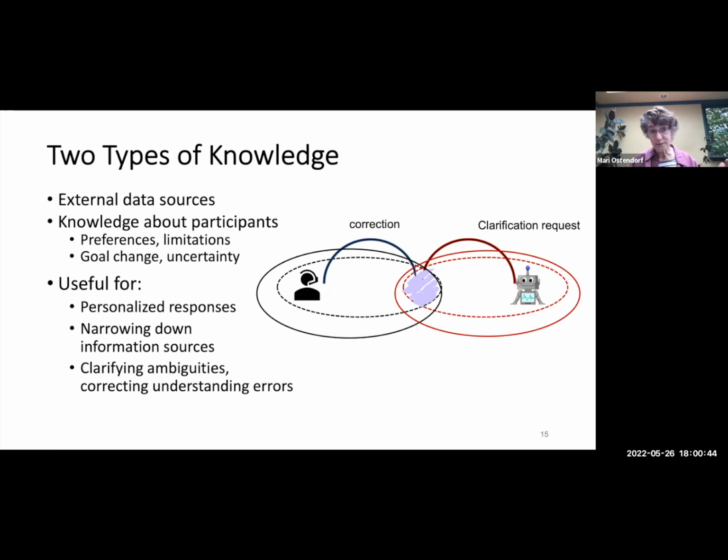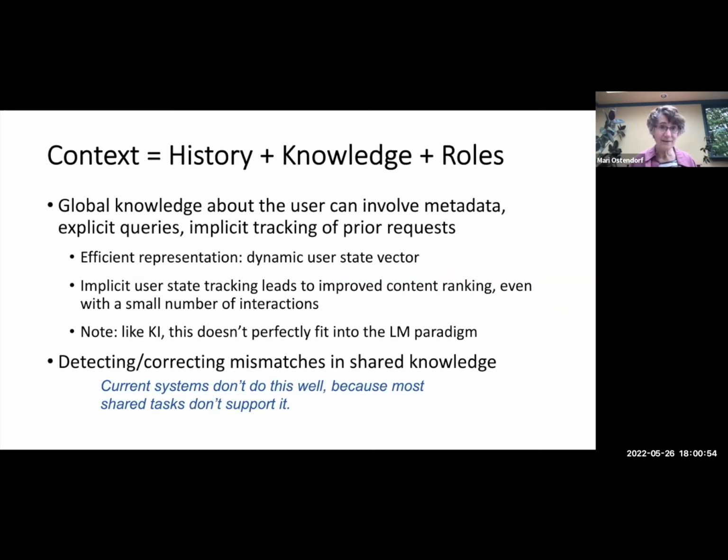So there could be preferences, limitations, the user uncertainty, and all of these things are useful for personalizing the responses, narrowing down the information sources, and correcting errors, which is important in dialogue. Okay, so now what we have is the context is history, knowledge, and roles, speaker roles, and speaker state. That speaker state could be global knowledge, and that could be provided with metadata, explicit queries, implicit tracking.